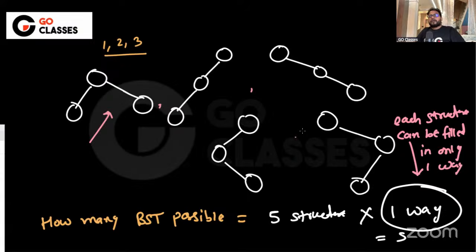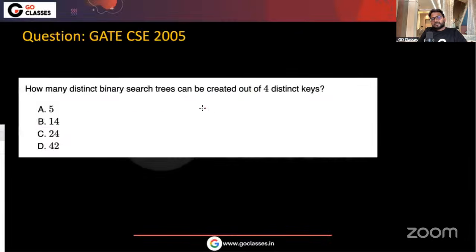Okay. Now in the question they're asking, so basically the number of binary search trees is the same as the number of structures, right? So in the question they're asking with these four numbers. The original question was: how many distinct binary search trees can be created out of four distinct keys? So basically they're asking, these are the four keys, how many binary search trees are possible? Okay, from here.